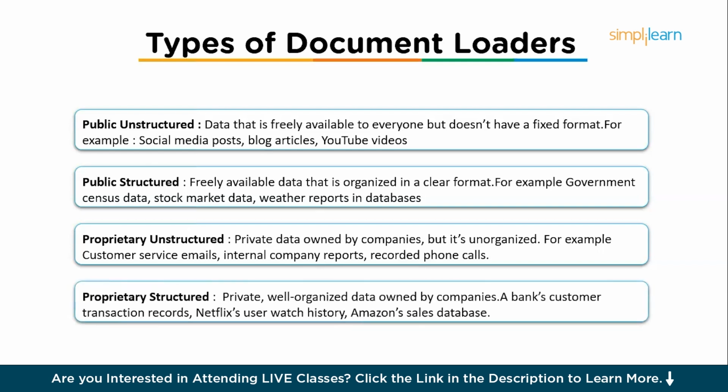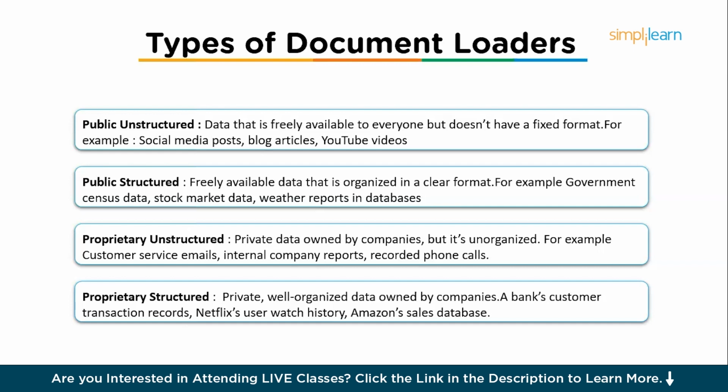Now the fourth one is proprietary structured. So the private, well-organized data owned by companies is this type of data. So a bank's customer transaction records, Netflix user watch history, Amazon sales database, and more. So highly valuable, easy to analyze, and crucial for business decisions.